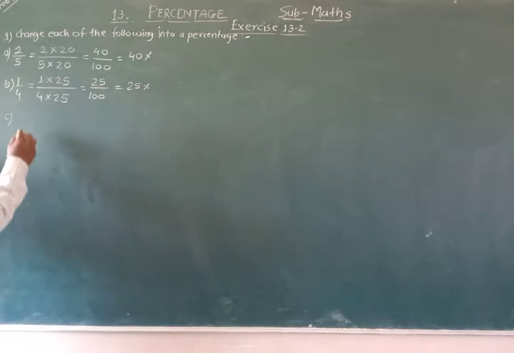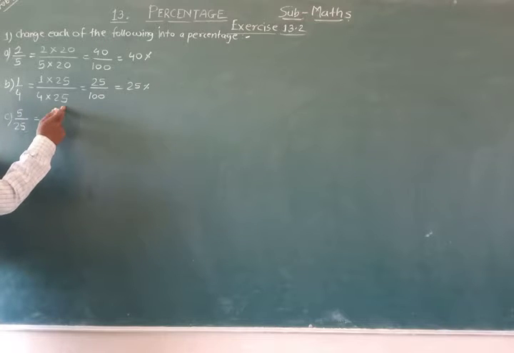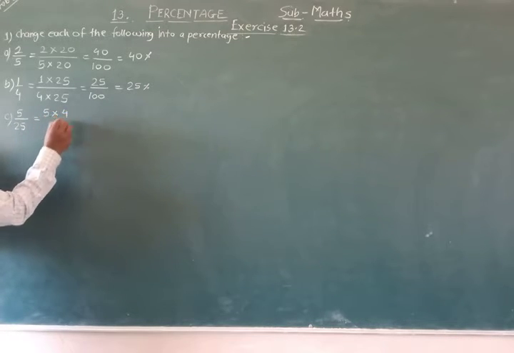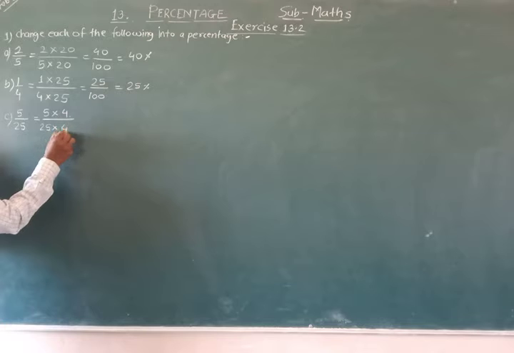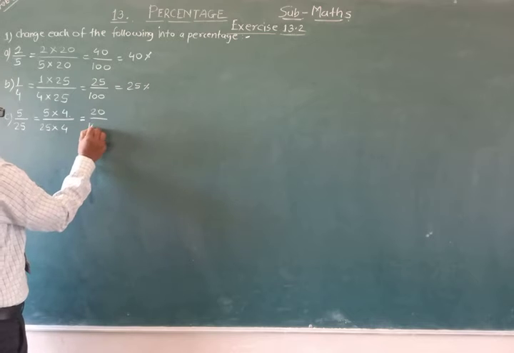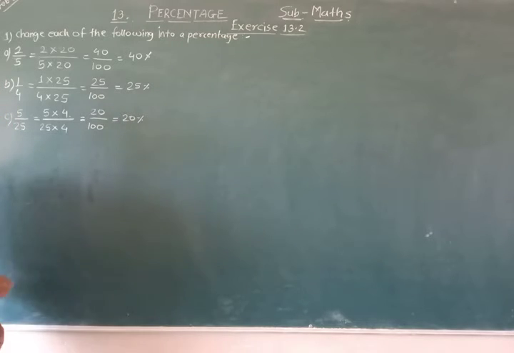The third one, 5 upon 25. You know which number multiplied by 25 gives 100. 25 4s are 100. So in the numerator multiply by the same number: 5 multiplied by 4, and in the denominator 25 multiplied by 4. Then 5 4s are 20, and 25 4s are 100. Then we get the answer 20 percentage.